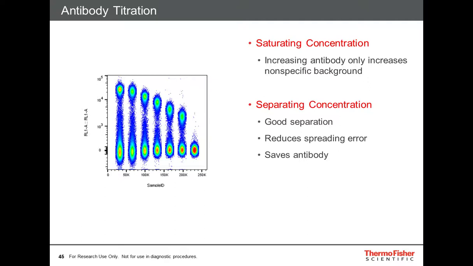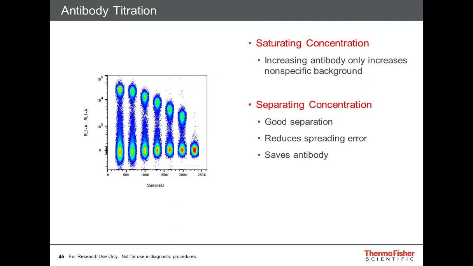The saturating concentration, if you increase the antibody, you only increase the nonspecific background. People always ask me, well, why can't you just wash more? Washing does not eliminate nonspecific background. At least it doesn't very well. Washing is a great way to lose cells. You usually lose about half of them in every wash. It does eliminate excess fluorochrome, but that's really not the important thing that you want to do when you're titrating and staining.